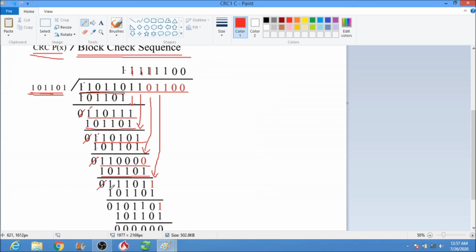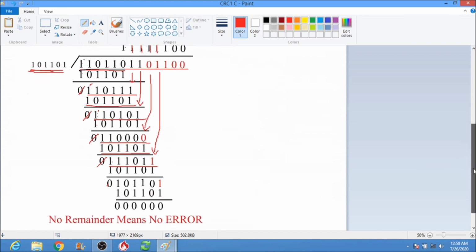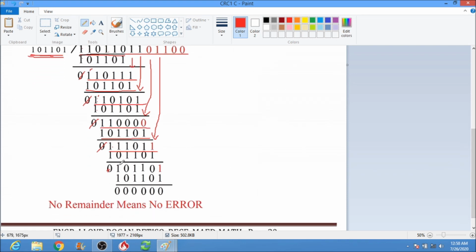And the next, this is our fifth dividend. Of course, the most significant bit is 1, so we write there 1. And then multiply, and then we use the XOR again. So 1, 1 is 0. That is 0. Then 1, 0 is 1. 1, 1 is 0. 0, 1 is 1. 1, 0 is 1. 1, 1 is 0. And then bring down another 1. So we cross out this 0.